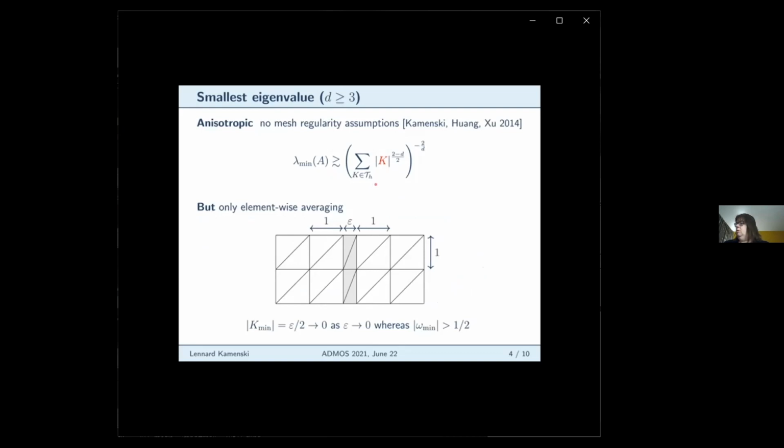However, this element-wise averaging is not optimal either. Here, if we continue to squeeze this gray layer towards zero, the volume of the smallest element goes to zero as well, but the volume of the smallest patch still remains bounded. Can we obtain a better patch-wise estimate without mesh regularity assumptions?